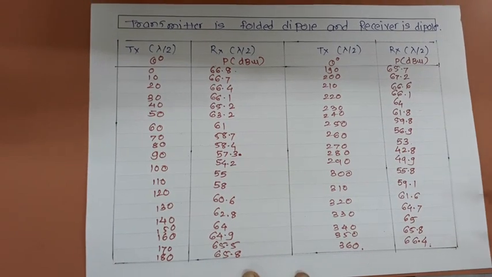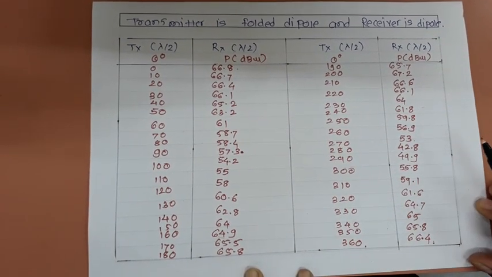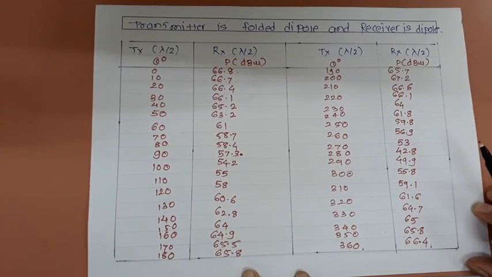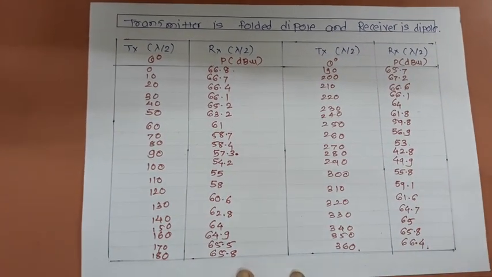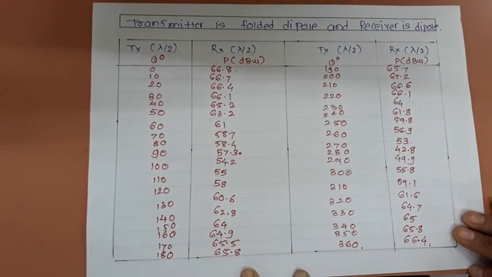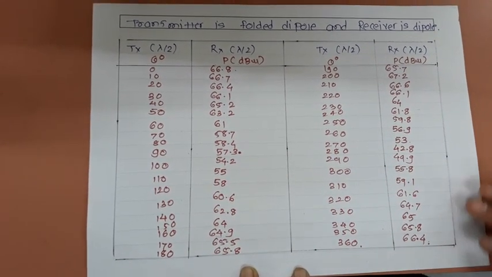Now let us draw the radiation pattern on the polar plot and let us find out what parameters we can extract out of this particular radiation pattern. So let us do all those calculations hereafter.